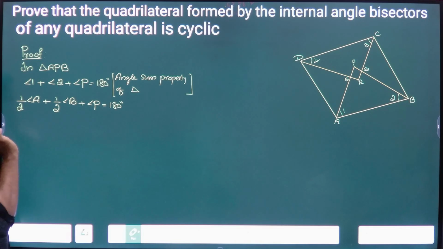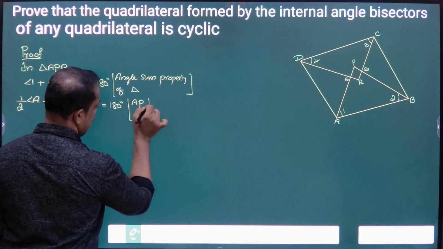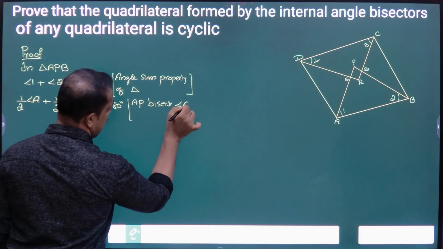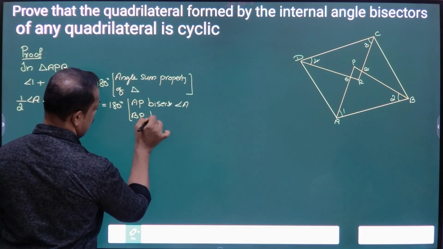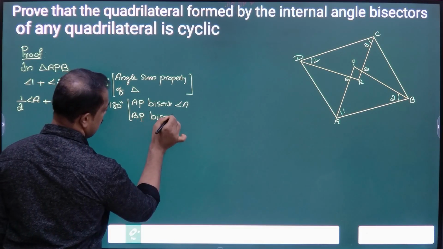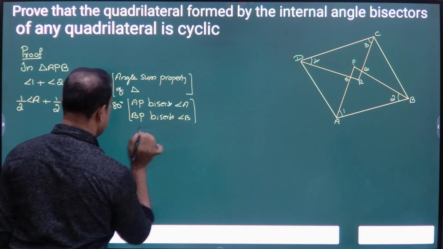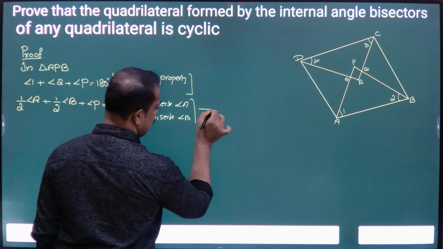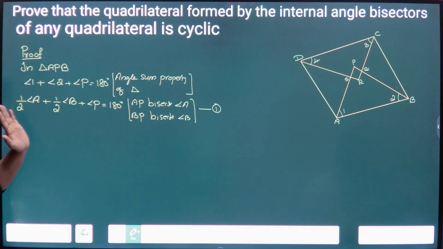Clear? Now reason: AP bisects angle A, BP bisects angle B. Reason. Clear? And this is equation 1. Equation 1. Up to this clear?